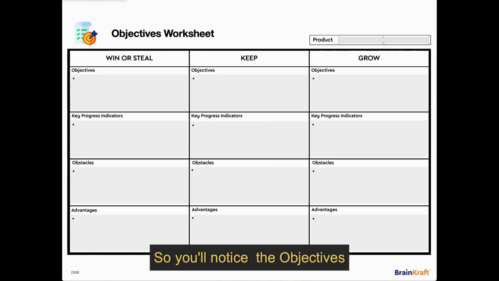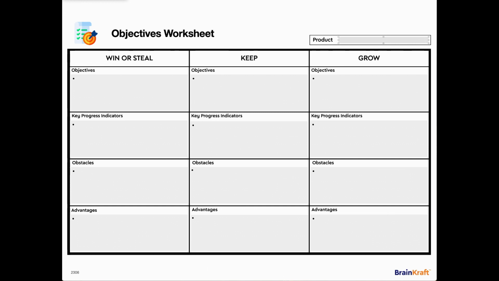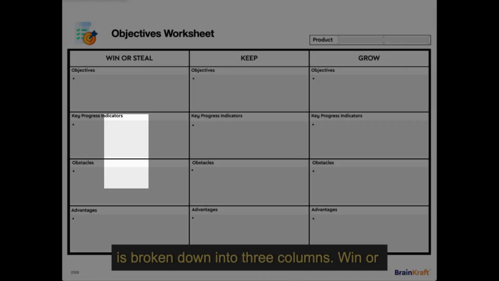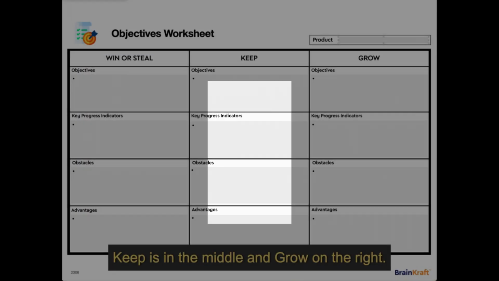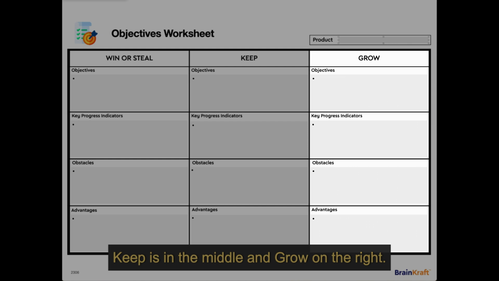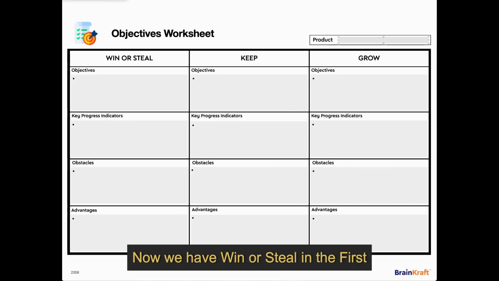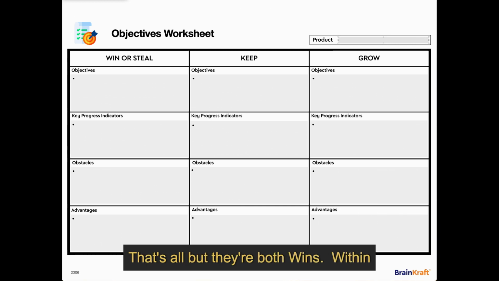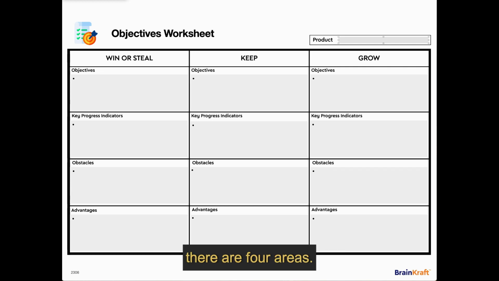So you'll notice in the objectives worksheet, it's broken down into 3 columns. Win or steal is on the left, keep in the middle, and grow on the right. Now we have win or steal in the first column. Steal is just a type of a win. It just has a special type of approach that is different than a win. That's all. But they're both wins. Within each column, there are 4 areas.